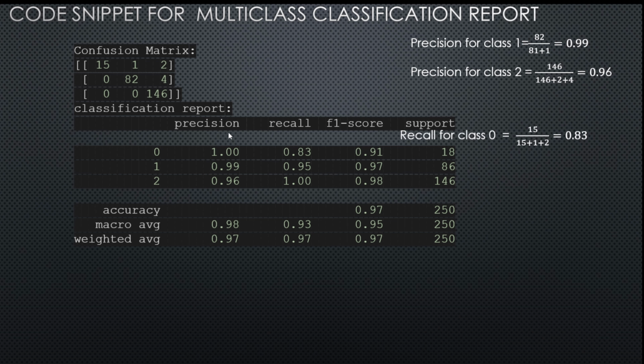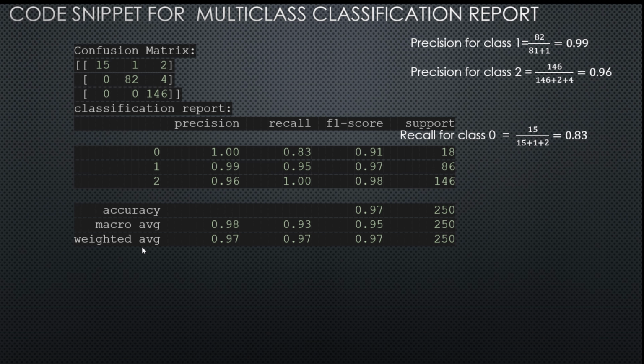If you go now to recall for class 0, this time we are interested in false negative. So the false positives are along this line, negatives are basically the column. So 15 plus 1 plus 2 will give you 83. Remember, this is how your confusion matrix and classification report can be interpreted.